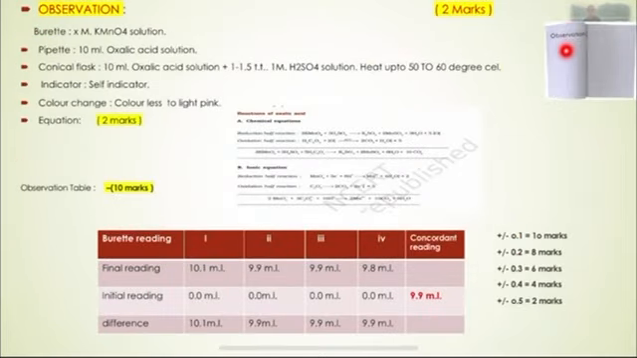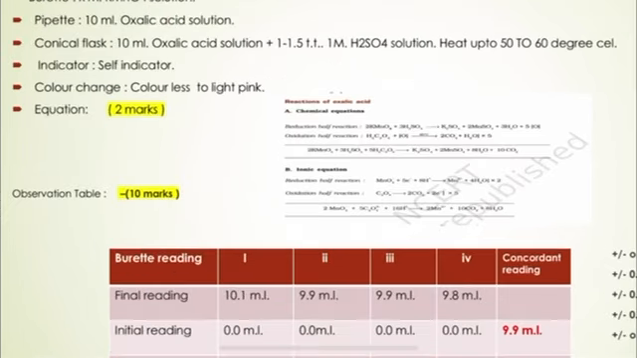Now turn your page. We will write the observation. First we will write the observation note. For that 2 marks are there. First one is burette: X molar KMnO4 solution. Pipette: 10 ml oxalic acid solution. Conical flask: 10 ml oxalic acid solution plus 1 to 1.5 test tube of 1 molar H2SO4 solution, heat up to 50 to 60 degrees Celsius. Indicator: self-indicator. Color change: colorless to light pink.